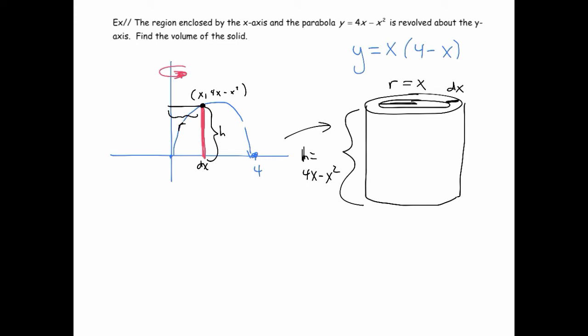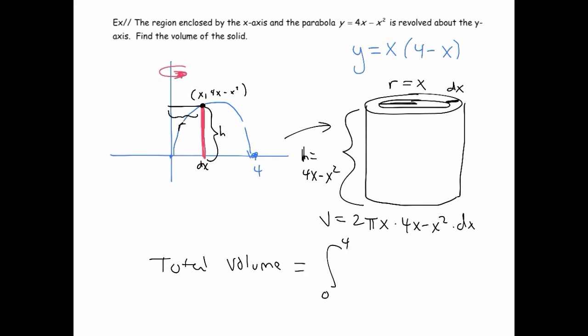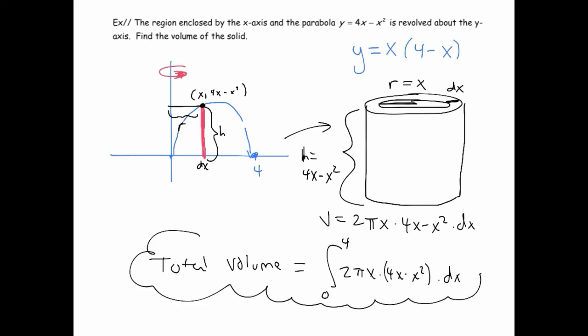And so our volume is going to be 2 pi x times the height times dx. And so our total volume is going to be the integral, so we're adding these rectangles up as x goes from 0 to 4, 2 pi x times 4x minus x squared times dx. So there's one example of the cylindrical shell method.